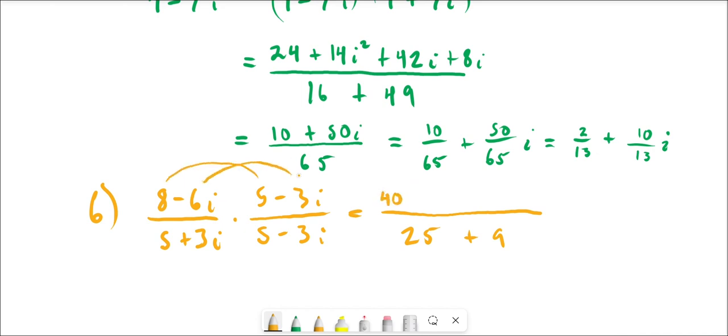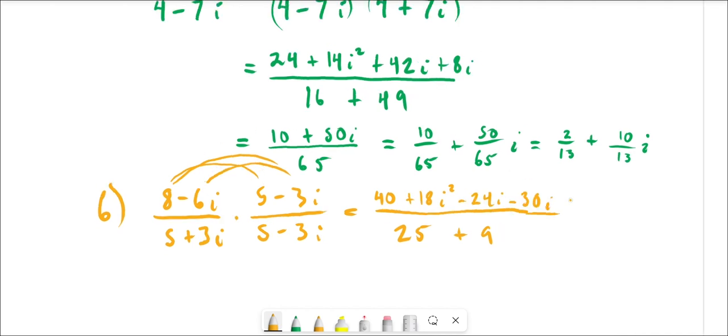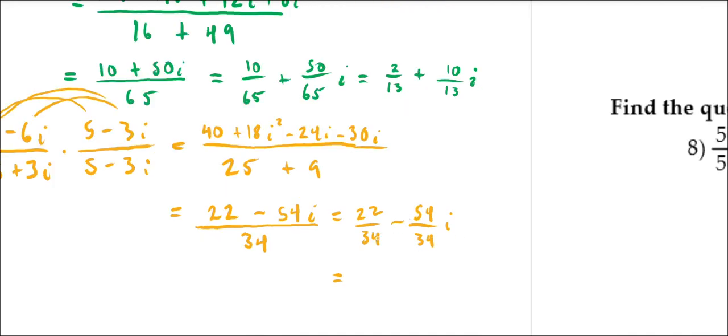We're going to have minus 6 times minus 3, which is positive 18. But we also have an i squared to watch out for there. Then we're going to have a minus 24i from the 8 times 3, and a minus 30i from the 5 times 6. For my denominator, 25 plus 9 is 34, and 40 minus 18 is going to give us 22. And minus 24 minus another 30 is minus 54, so we have minus 54i here. And splitting this apart and reducing, we get the following, which gives us b.